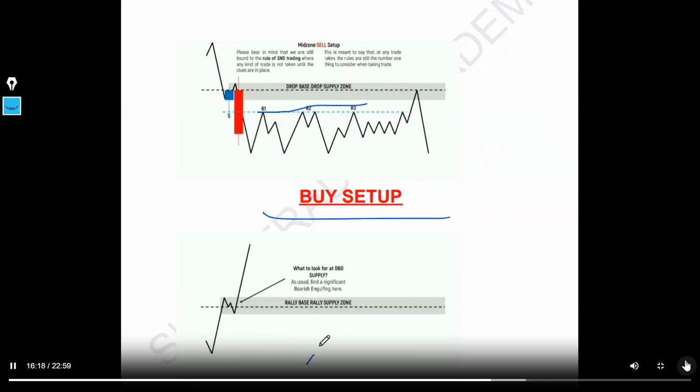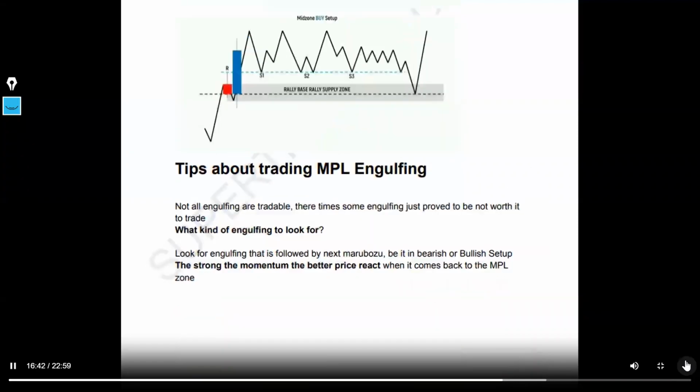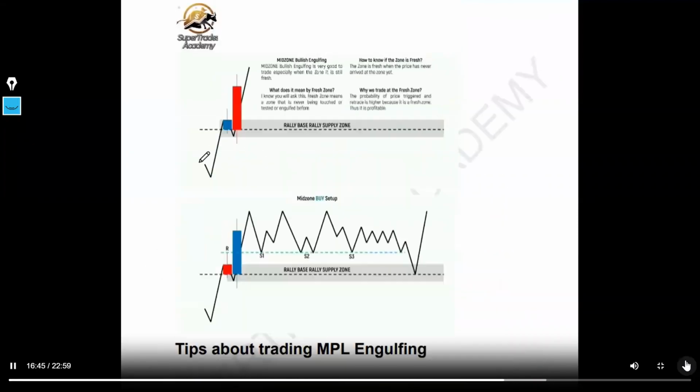The buy setup: rally, base, rally. So what you look for: drop, a slope, supply zone as usual. First significant, you have to rally, base, rally, supply demand zone. I made some mistakes here, but rally, base, rally is the demand zone in which the market comes and picks orders. Let us see how it looks here. This is rally, base, rally. There must be a bullish engulfing. So you have to wait for the market till it comes back here and goes all the way up.